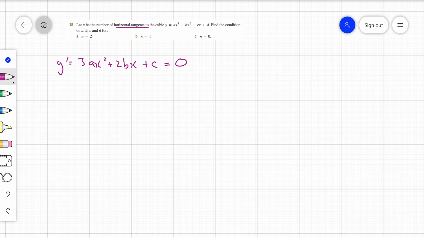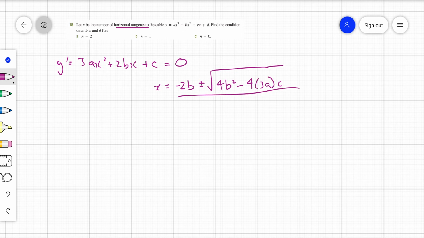So if I make it equal to 0, you can see that it would be a quadratic that I'd have to solve, and maybe I could do that. I don't have to do this, but I'll do it anyway to show you. So if I solved it using the quadratic formula, I'd say negative b, which in this case is negative 2b, plus minus square root of b squared, so 4b squared, minus 4a is 3a, and c is c, all over 2a, which is 2 lots of 3a's here.